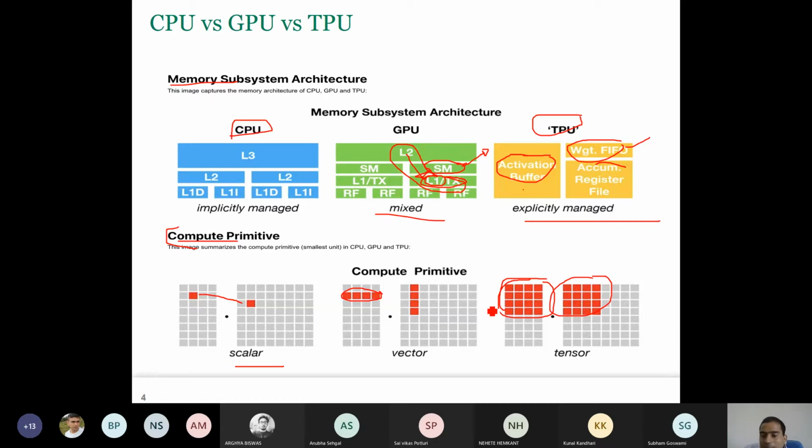Because in deep learning application, you have to multiply tensors. That means you have to multiply matrices. So why multiply them using vector by vector? Why? It's much better to have a hardware which directly multiplies matrices.